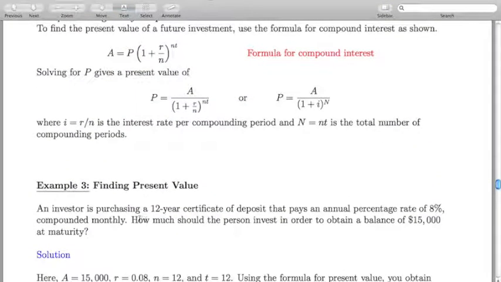So let's see. An investor is purchasing a 12-year certificate. If it's 12 years, that means your t is 12. If the annual percentage rate is 8%, then your rate is 8%. If it's compounded monthly, there are 12 months in a year, so your n is 12. How much should the person invest so that the ending balance is 15,000? So our A is 15,000.